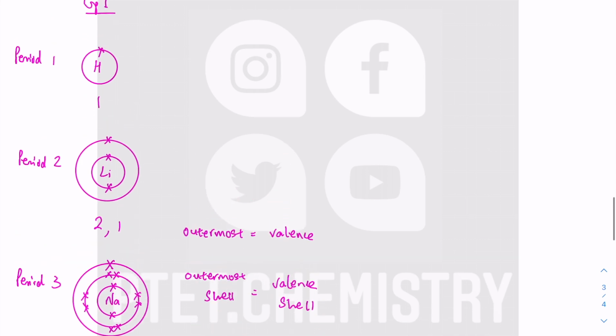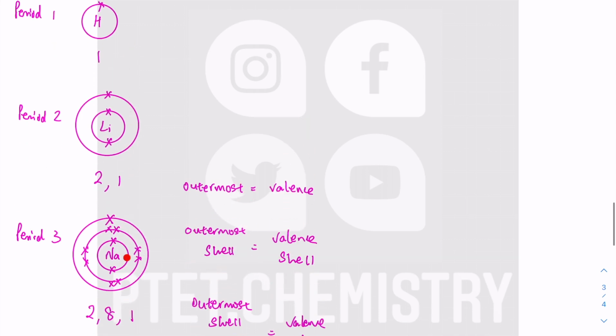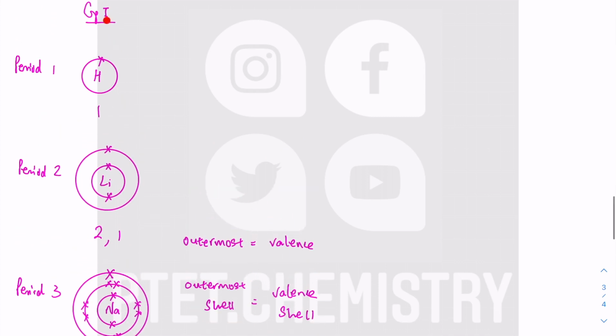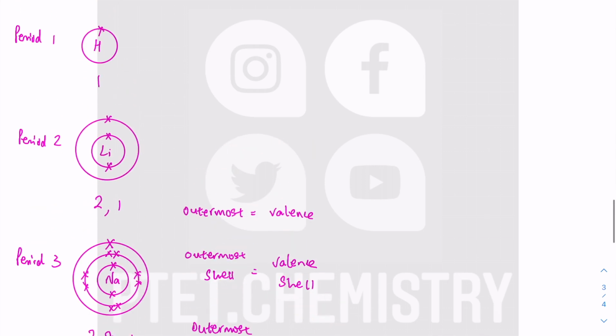I have not completed this work for you. You can complete it on your own with the drawing, as well as the electronic configuration, and see the trend of the group number telling you the number of outermost shell electrons or the number of valence electrons, and the period number tells you how many shells are being filled up to.